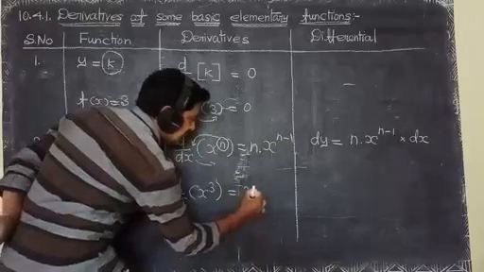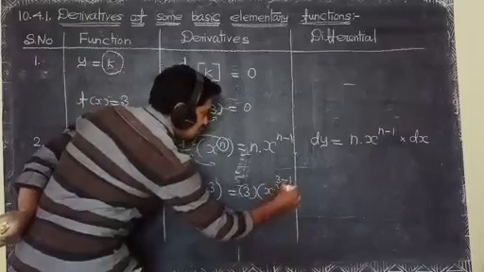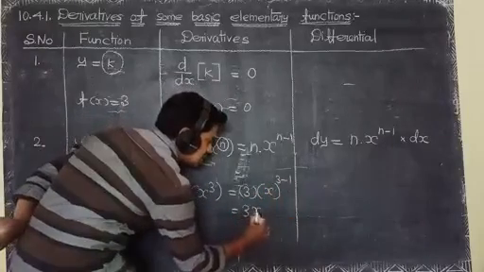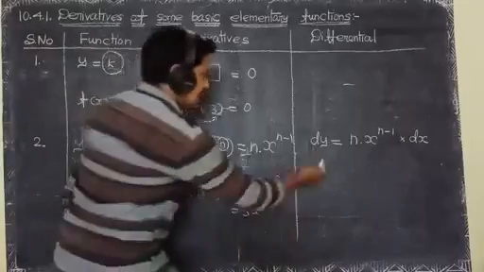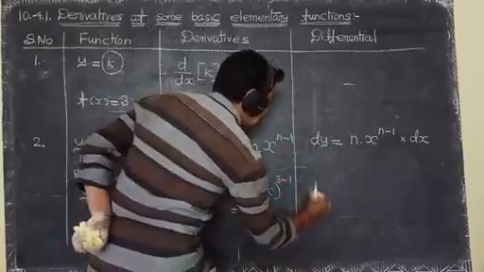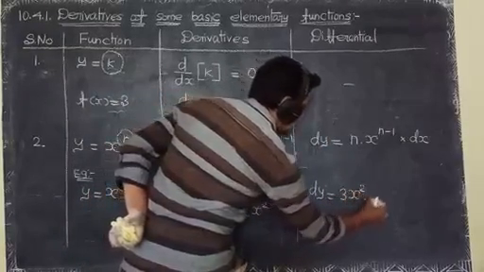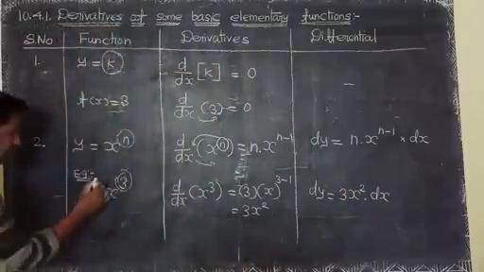n into x power n minus 1, that is 3 into x power 3 minus 1, which is 2. This is the derivative of the given function. And the differential is dy equal to 3x square into dx. We take another example.